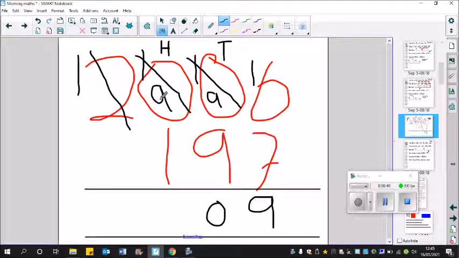And then 9 take away 1 is 8. And then 1 take away nothing is of course 1. So we've got 1,809, which is about 1,800. 197, that's about 200. So 1,800 plus 200 is about 2,000. So that's fine. We're okay with that.